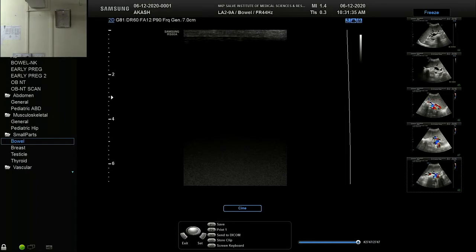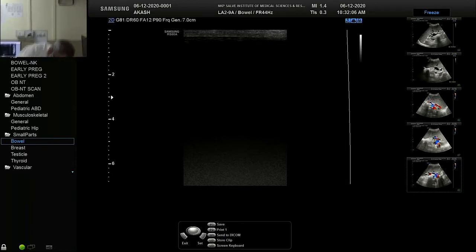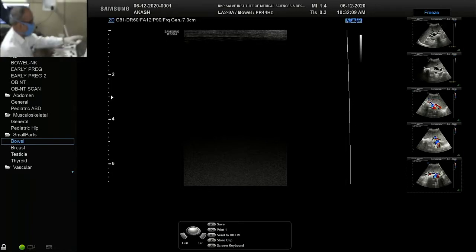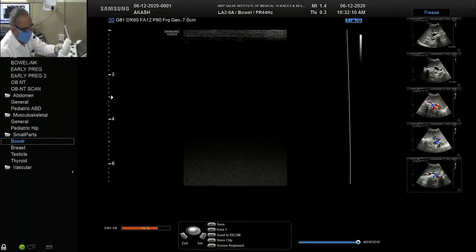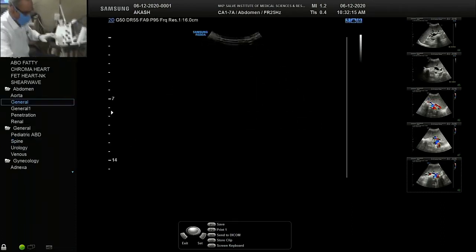So he is a male patient. Okay, he is male patient, came with pain in abdomen, no other history. So we'll quickly see what are the findings, if any.